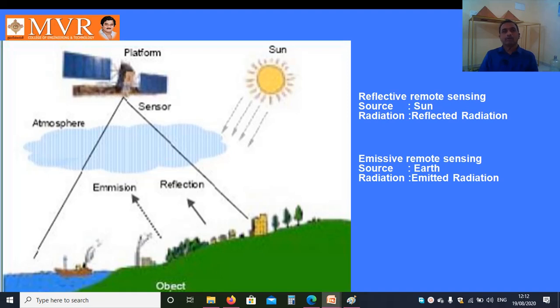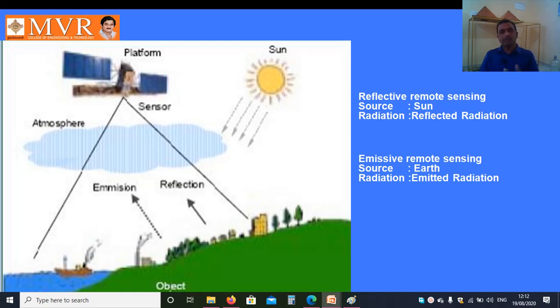Today, we are going to discuss the classification of remote sensing. How do we classify the remote sensing process? Based on the source, it is classified into two types. First one, active remote sensing. Second one, passive remote sensing. Before discussing active and passive, first you should know what is reflected radiation, what is emitted radiation, and what is backscattering radiation.